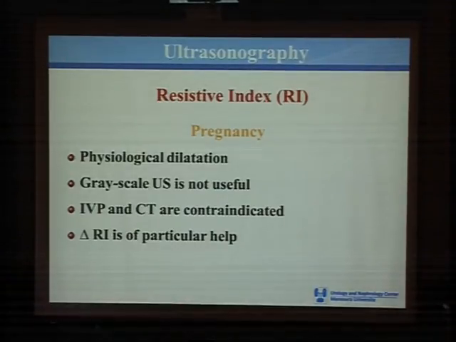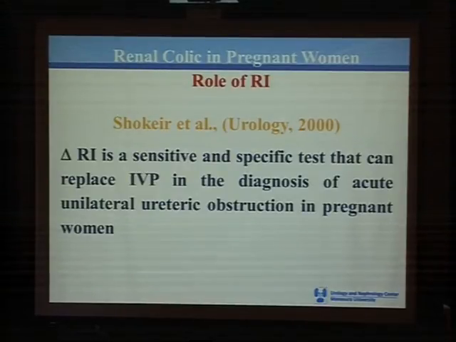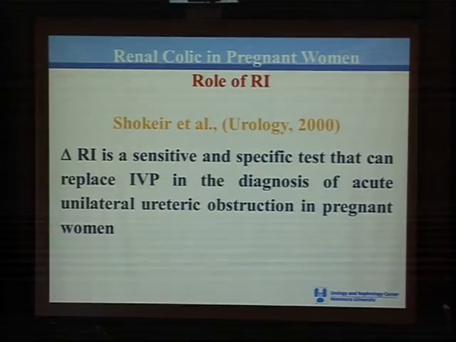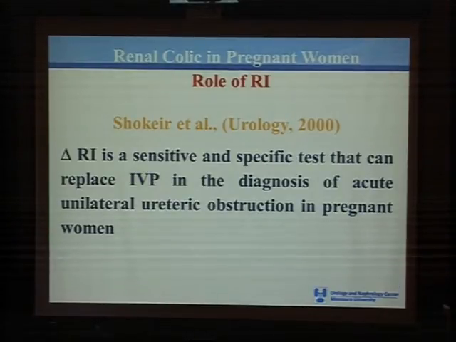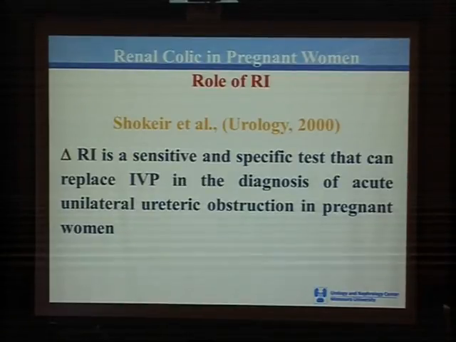This is of particular value in pregnant ladies, and I have a very important publication which concluded that delta resistive index is a sensitive and specific test that can replace IVP in the diagnosis of acute unilateral ureteric obstruction in pregnant ladies, and this is a very important reference.